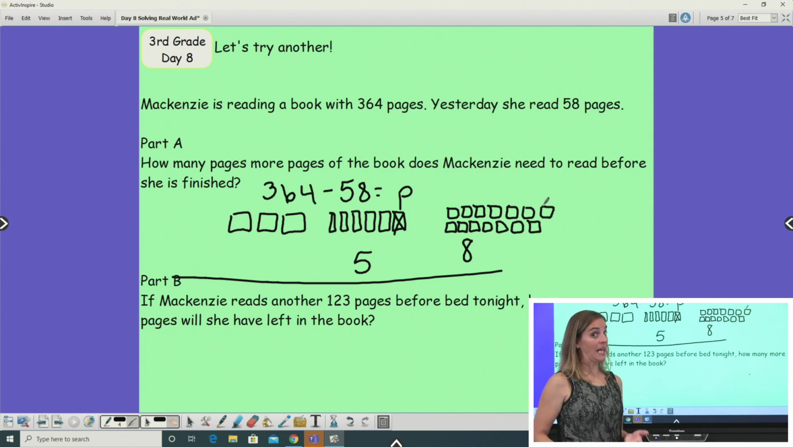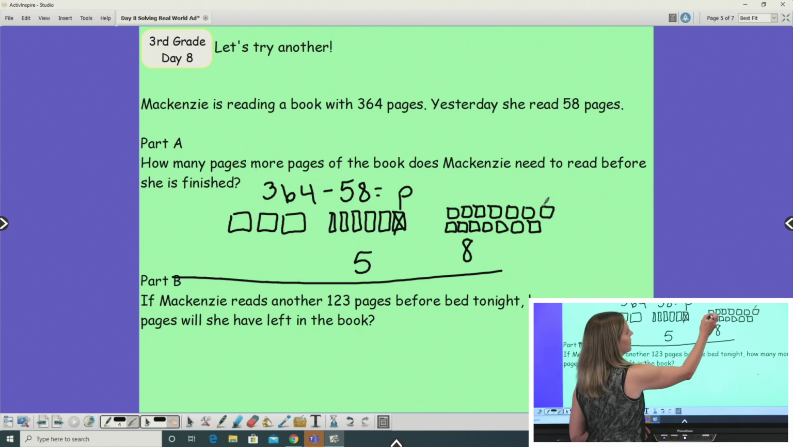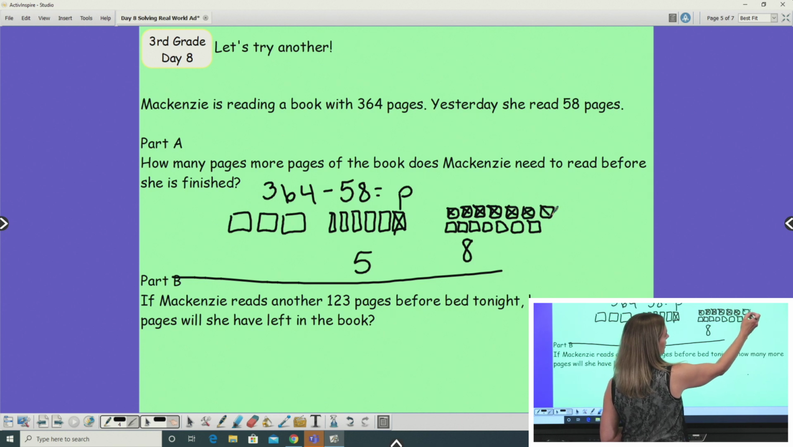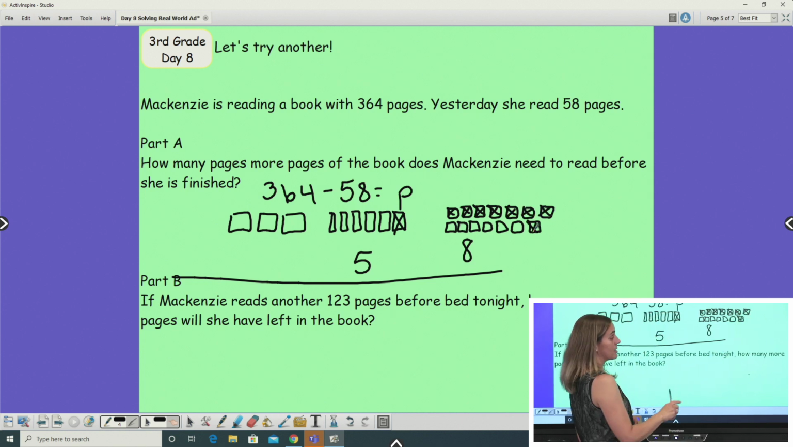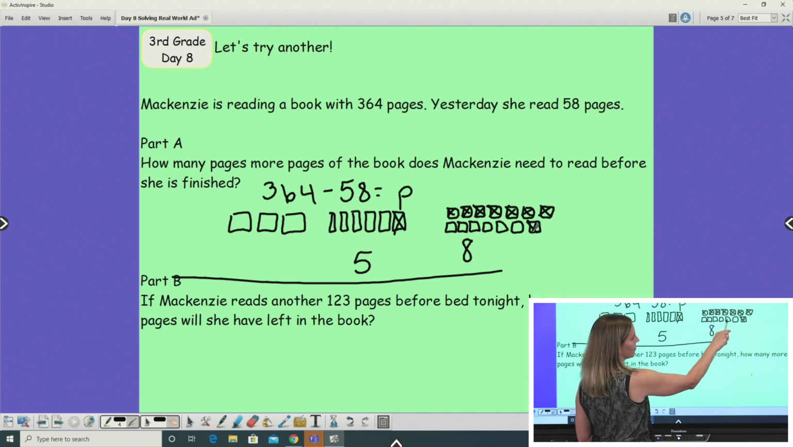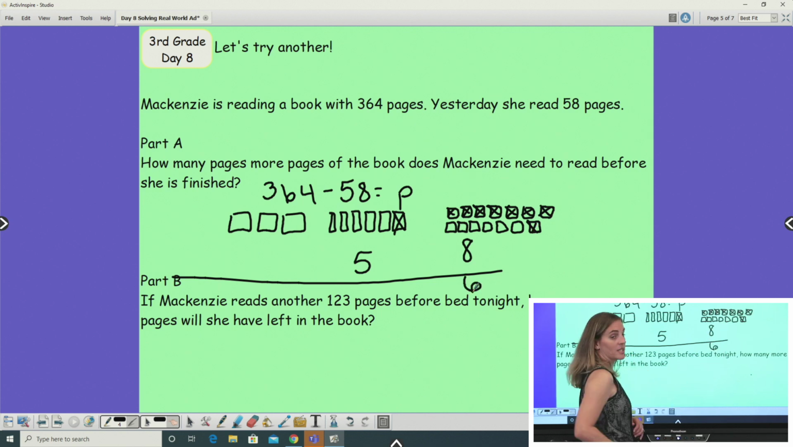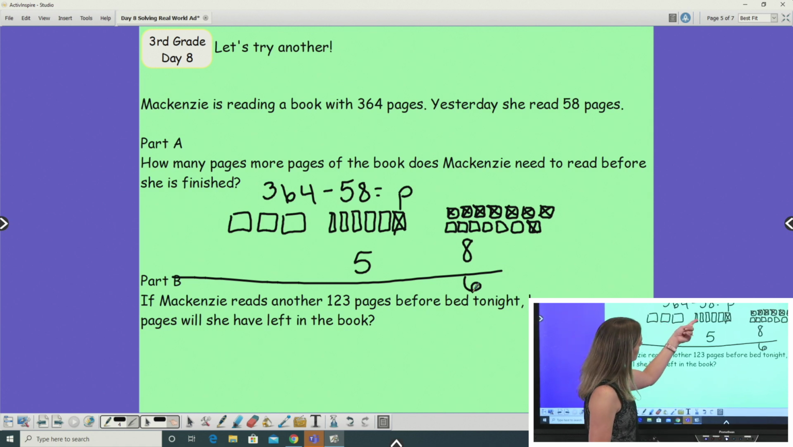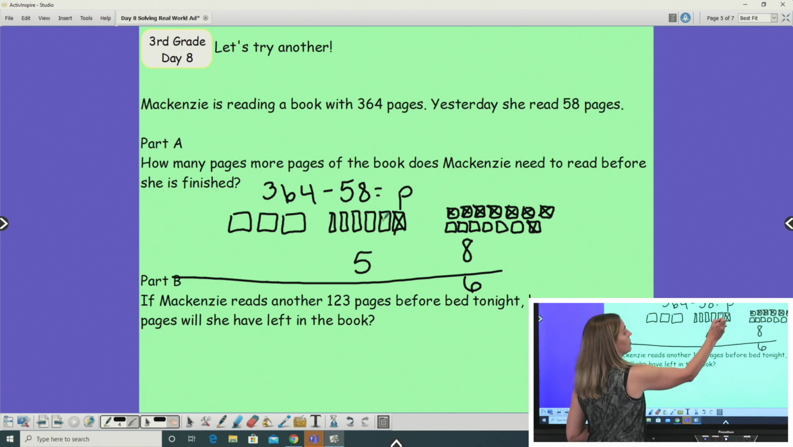Now I can take away 8, can't I? Let's do that. 1, 2, 3, 4, 5, 6, 7, 8. How many are left? Let's count them. 1, 2, 3, 4, 5, 6. You with me so far? Good deal. Okay, so I've got 10, 20, 30, 40, 50, and I'm going to take away 5. Okay, that's easy. 1, 2, 3, 4, 5.